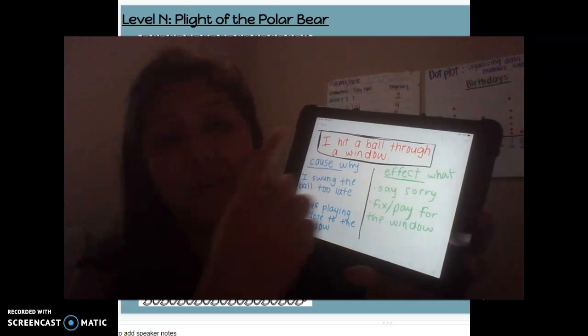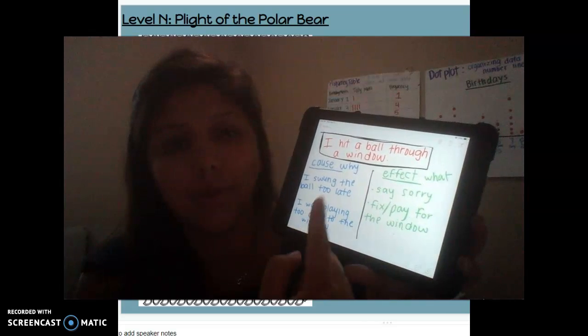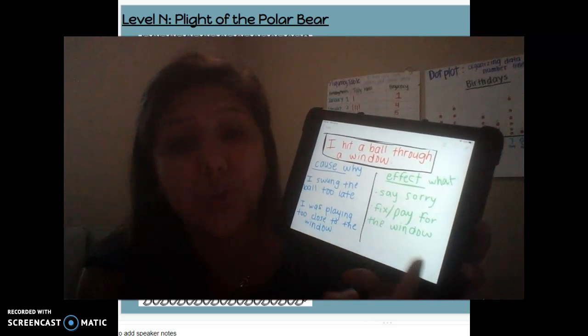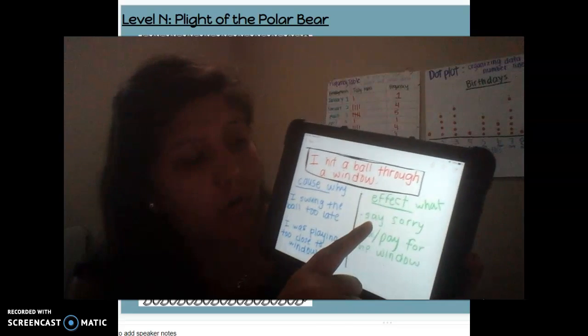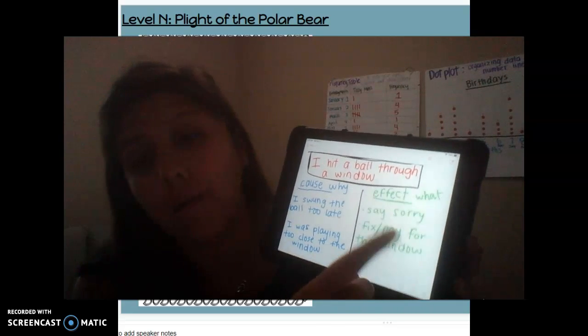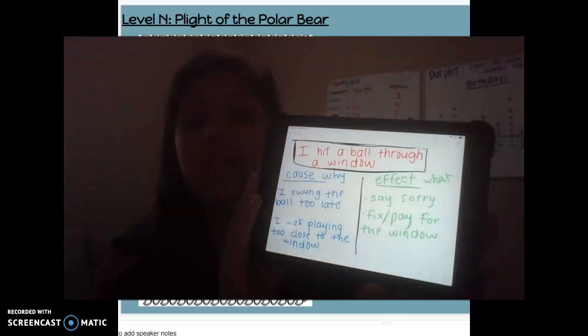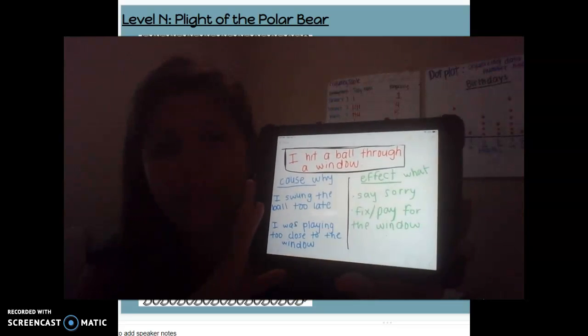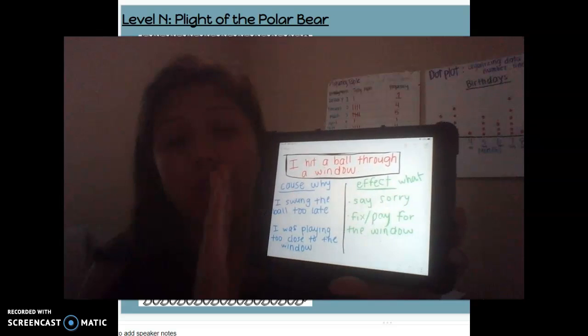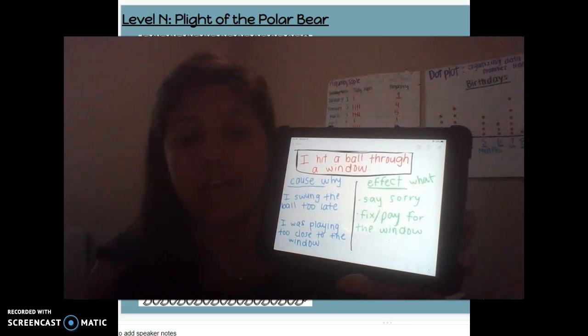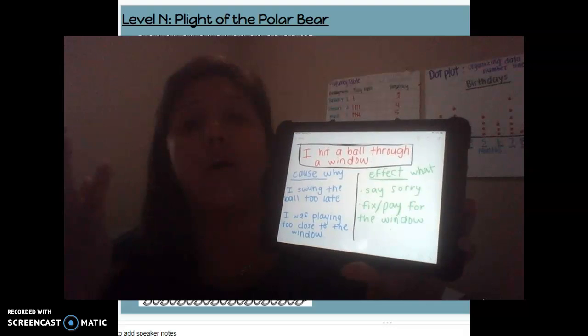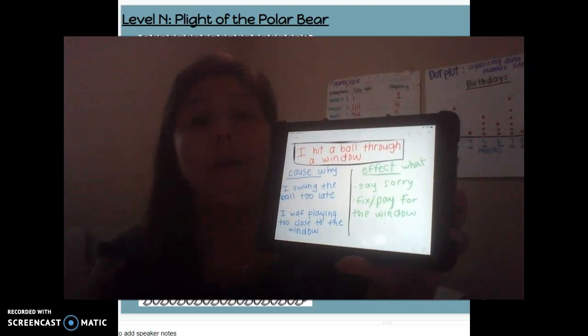Okay, well what effect did it have? So what ended up happening? What was the result? Oh, I might have to say sorry, or I might have to fix or pay for the window, right? And so this is what cause and effect looks like, and how to write and find the different types of causes and effects.